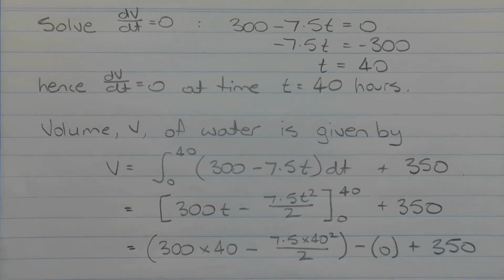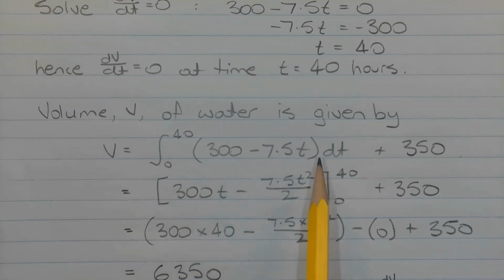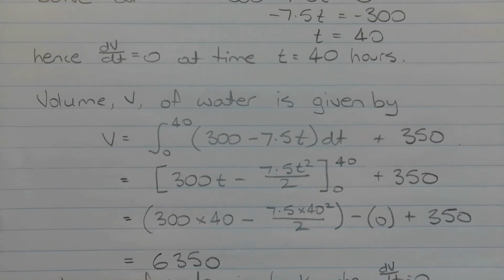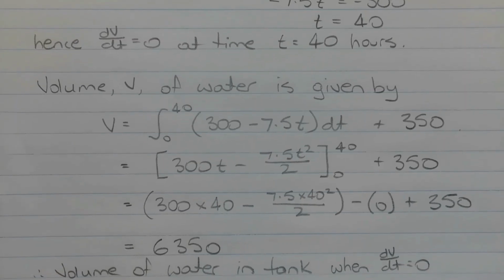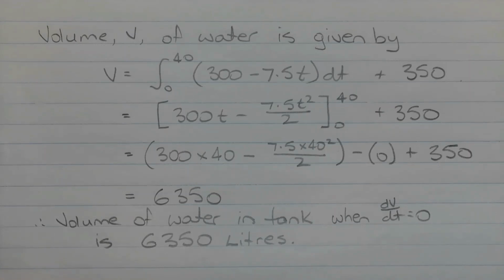If you recall, initially there's 350 litres of water in the tank. So performing the integration, we get 300t minus 7.5t squared over 2 from t equals 0 to t equals 40, plus 350. Applying the limits of integration, we get 300 times 40 minus 7.5 times 40 squared over 2 minus 0, plus 350, which evaluates to 6,350. Therefore, the volume of water in the tank when dV/dt equals 0 is 6,350 litres.